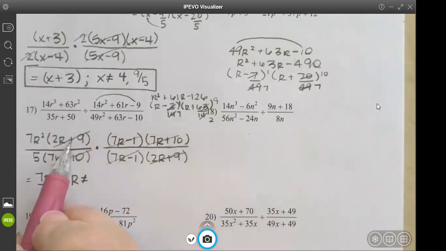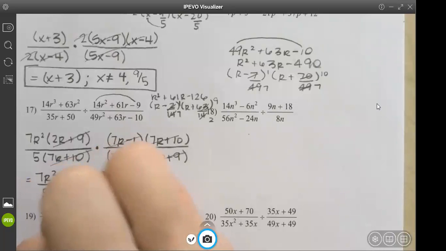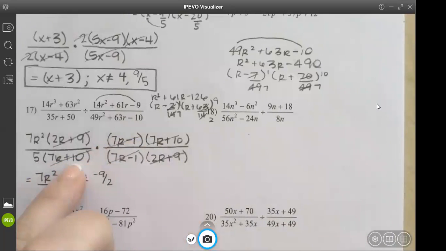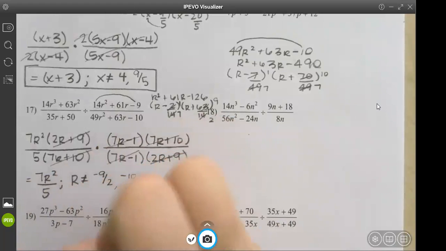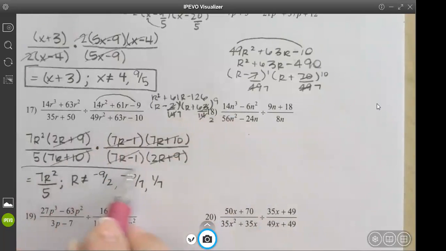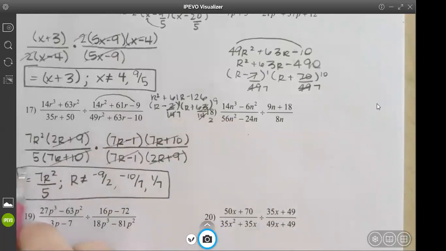The first one, I would subtract 9, divide by 2. The second one, subtract 10, divide by 7. And the last one, add 1, divide by 7. That's it.